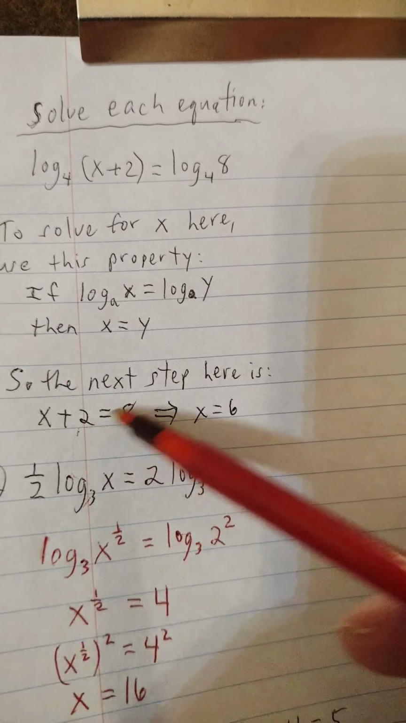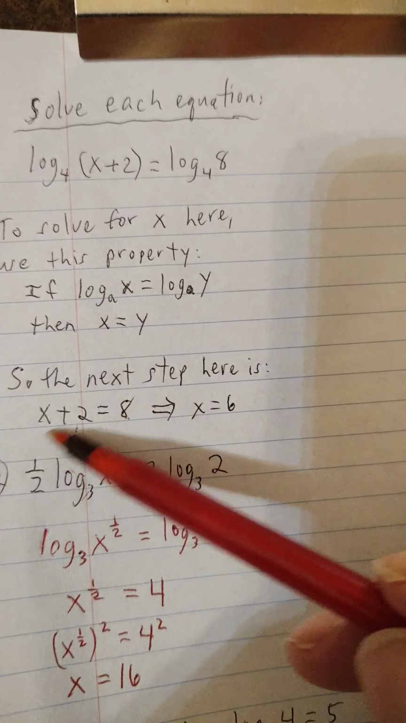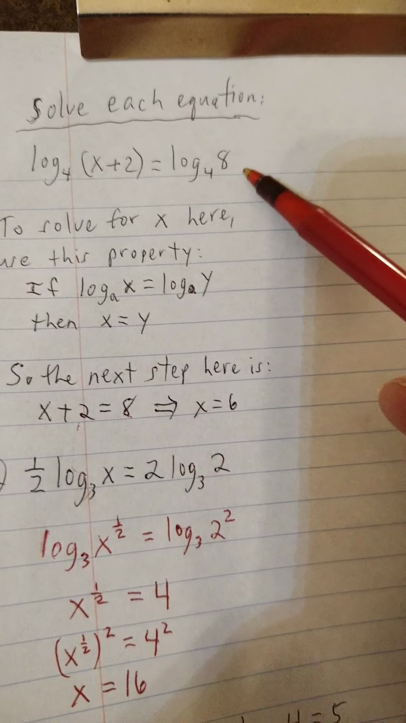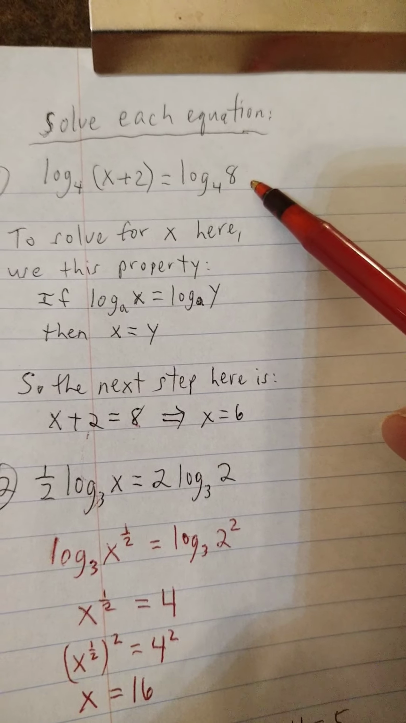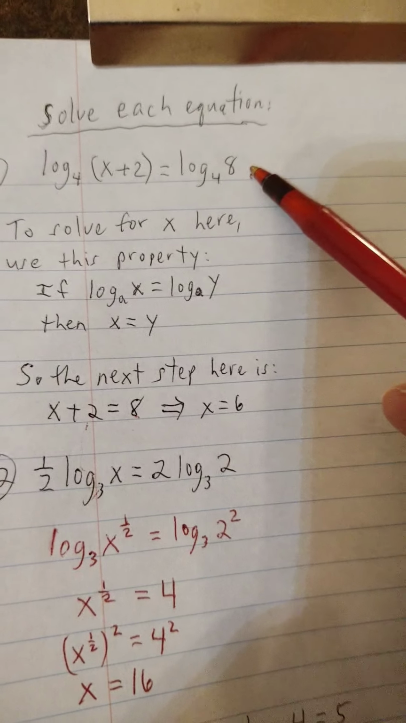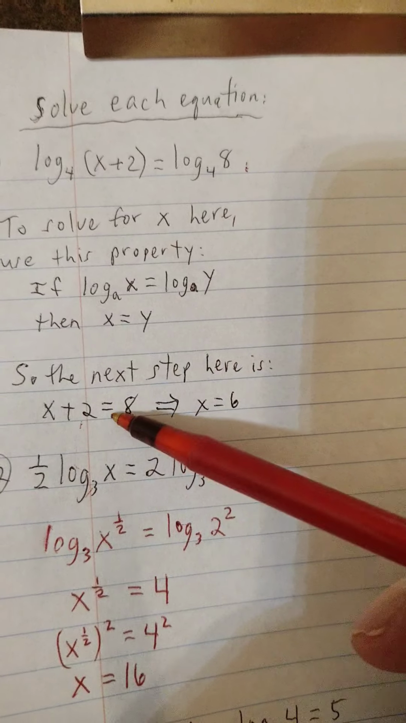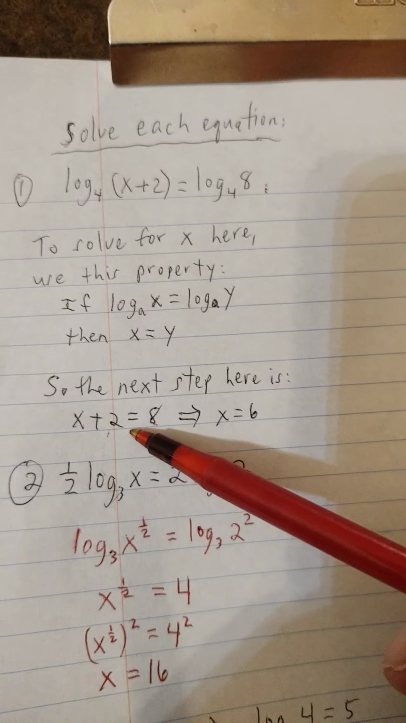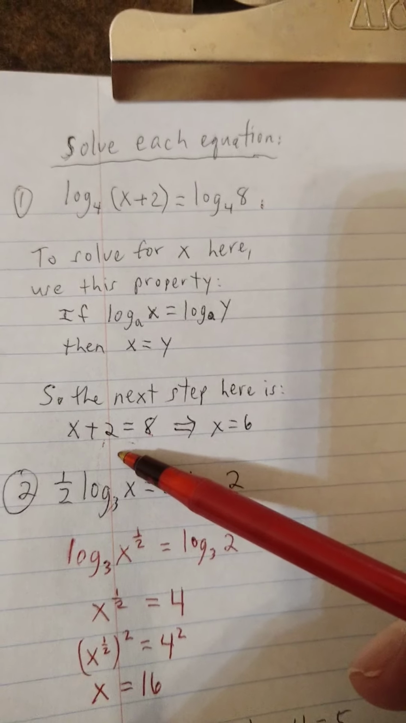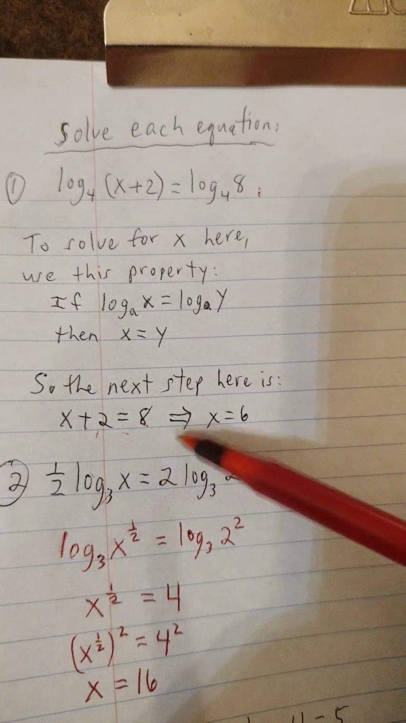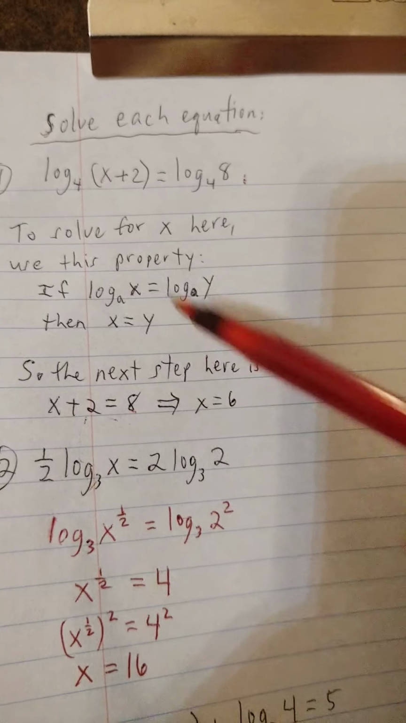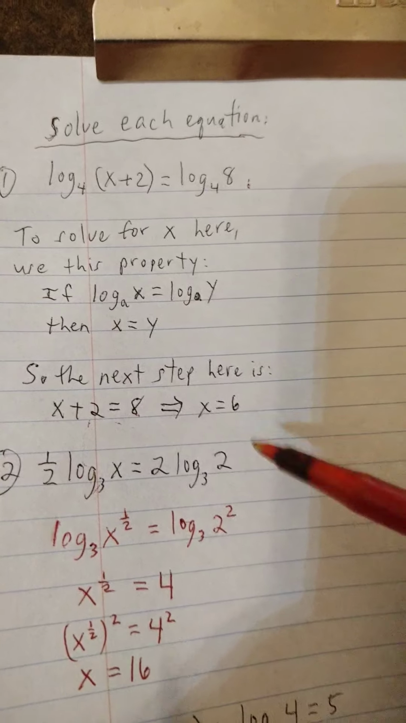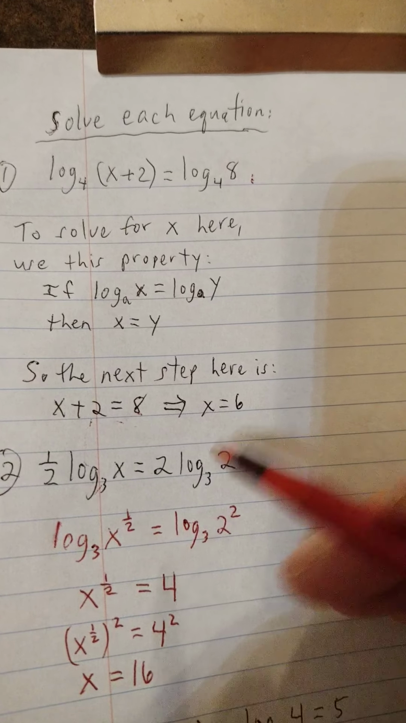So we have x plus 2 equals 8. Boy, doesn't that look so much easier to solve than this one? So these log properties are powerful. We turned this lion into a lamb. And if you don't believe me, just listen. Bah! Now this is a linear equation. Let's solve for x here. Subtract 2 from both sides. You get x equals 6. And that is in the domain. So that is good. That's our final answer there.